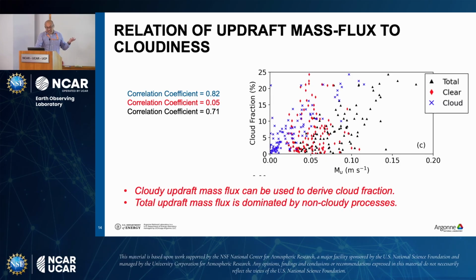So the cloudy updraft mass flux can be used to derive cloud fraction, which is pretty substantial. However, the total updraft mass flux is dominated by non-cloudy processes, because the clear air value is about 0.05, which is much higher than the cloudy part. So that's important to notice here.